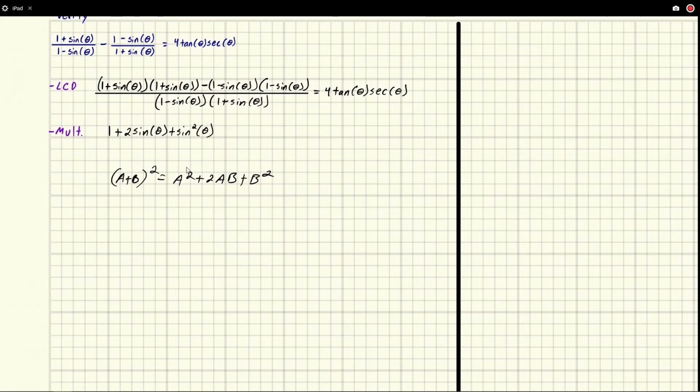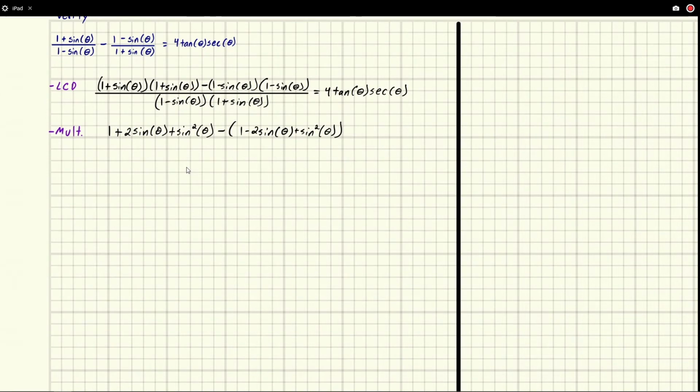And then we've got minus. And then over here we've got, again, the same thing, only there's a minus here. So we'd make the middle one minus. So we'll have 1, and then we've got minus 2 sine theta plus sine squared theta. And we don't need this much anymore.